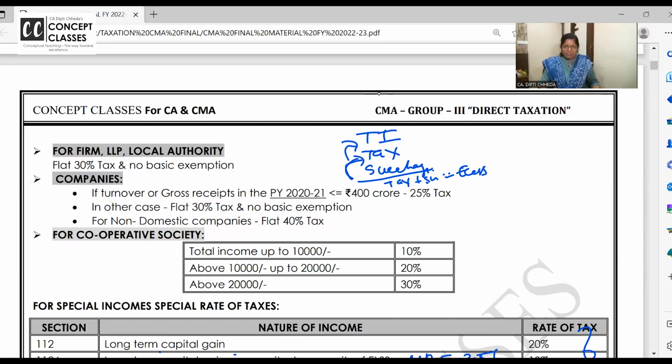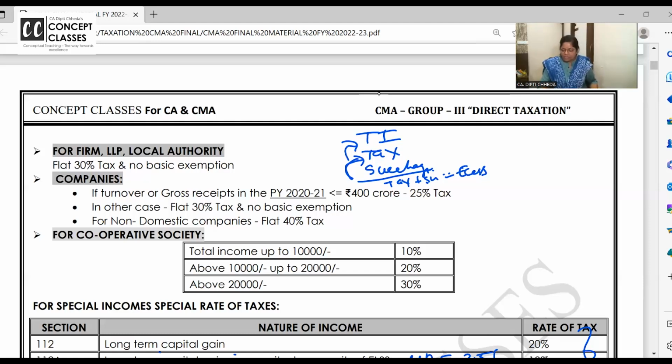Is this concept beautiful and clear? Tax is calculated on total income. Surcharge is calculated on tax. Cess is calculated on tax plus surcharge. Now, for partnership firm and companies and all, we have a flat rate of tax, that is 30%.